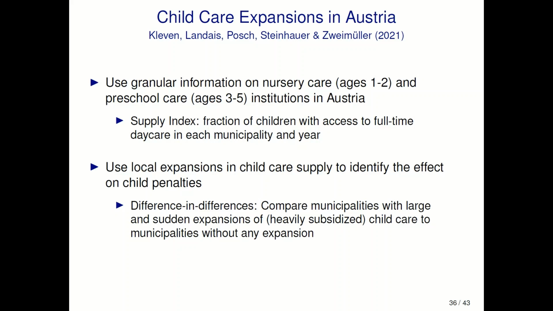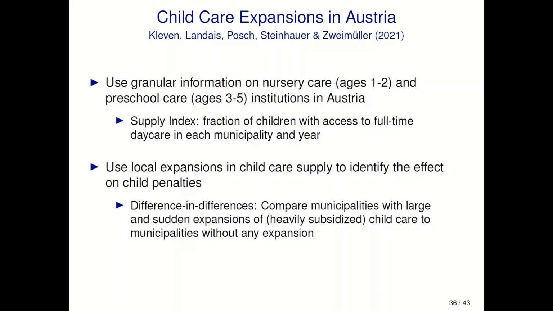And our measure is this index that really captures the fraction of children in a given place in a given year that have access to full-time daycare. And then we want to use local expansions in this childcare supply to identify the effects. And our outcome, again, is going to be the child count. So it's basically a difference in differences design where we compare municipalities with large and sudden expansions of childcare to municipalities that do not have such an expansion.